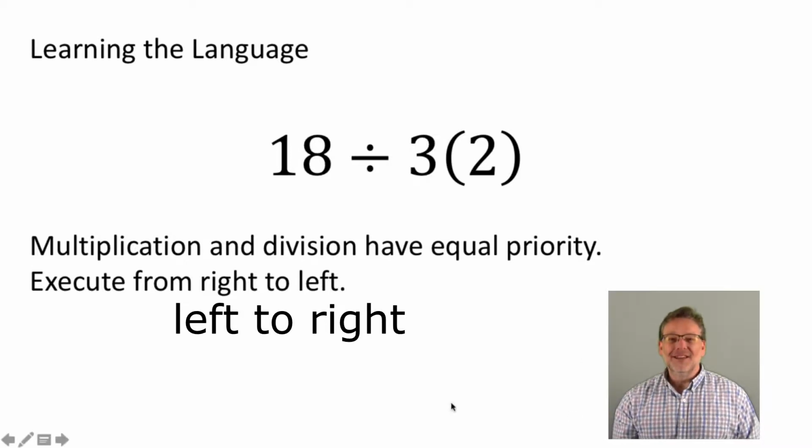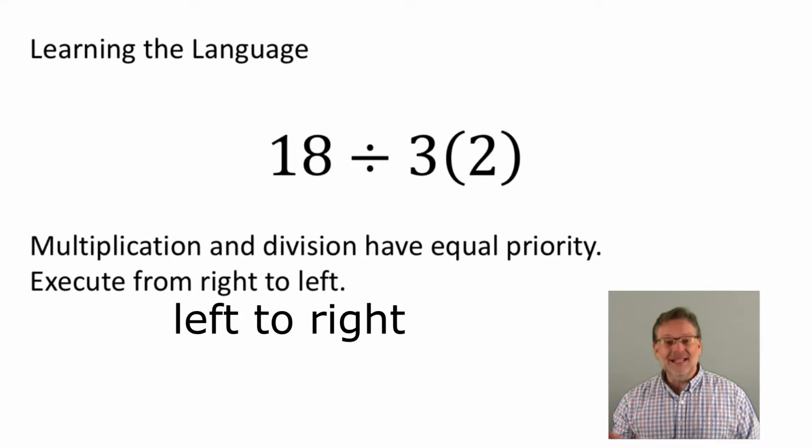Actually, that should say left to right. So multiplication and division have equal priority, and so we should execute these things simply from left to right. The 18 divided by 3 is done first, which is 6. Multiplied by 2, the answer is 12.